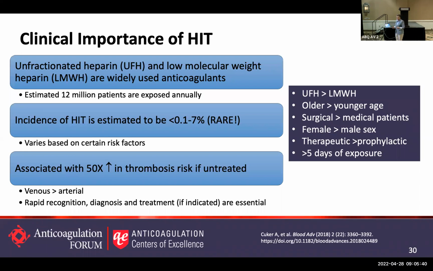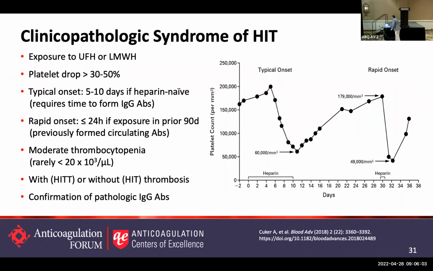And if we see certain signals, and particularly among certain populations, we're not able to readily predict who this is going to happen in, but some risk factors include: unfractionated heparin is the most egregious culprit. It happens in older patients, surgical patients, females more than males, and with longer exposure. So if we do suspect this, we need to make sure we're recognizing it and acting on it. So this is how it presents.